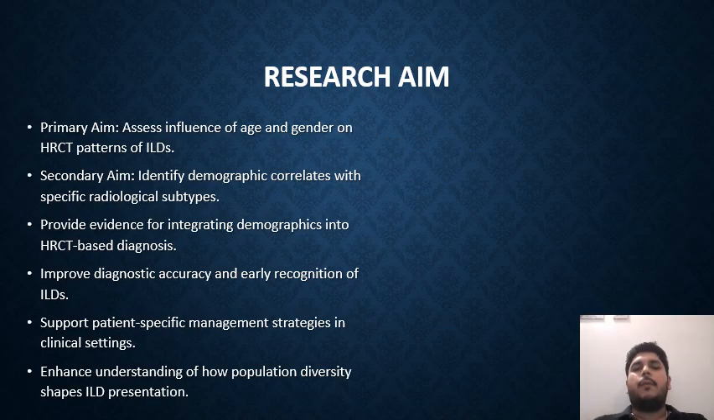Our primary aim was to assess the influence of age and gender on HRCT patterns of ILDs. Secondary aims were to identify demographic correlations with specific radiological subtypes, provide evidence for integrating demographics into diagnosis, and ultimately improve diagnostic accuracy, early recognition, and patient-specific management strategies.